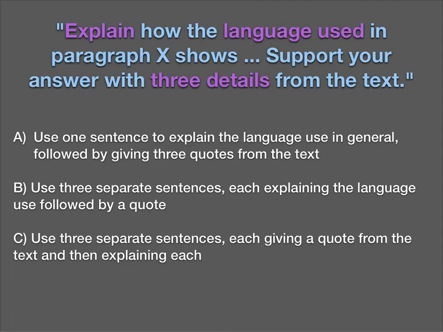Now that we know the keywords, I would like you to take a minute to think about what kind of approach you would use in order to answer this question. Is it A, use one sentence to explain, since it says explain anyway, and then you give 3 quotes from the text, meaning you answer very literally, according to how the question asks you. Second approach, use 3 separate sentences, and each sentence explains the language first, and then you follow it with a quote. Again, you are following chronologically. And then the third approach is to use 3 separate sentences again, and you give a quote first. The difference is that you give the quote first, and then you explain each of them. Which one would you choose?